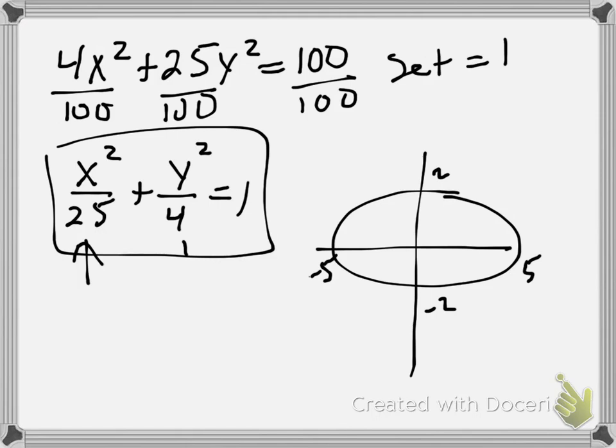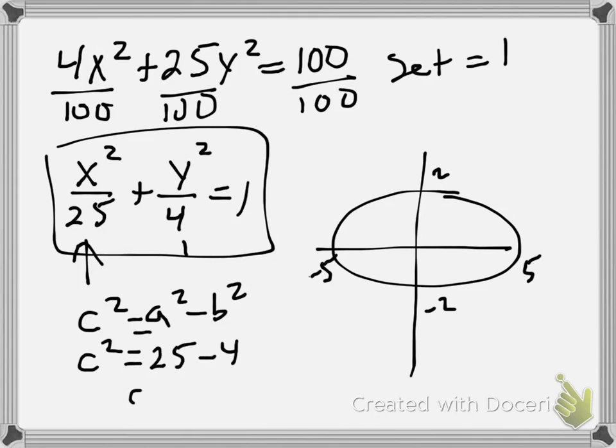And again, if I wanted to find the foci to this one, c squared is equal to my a squared minus my b squared. So my c squared is 25 minus 4. So c squared equals 21. So c is the square root of 21. Okay, so this is one where it's not coming out to nice numbers. Your foci would be at square root of 21, 0, and negative square root of 21, 0.